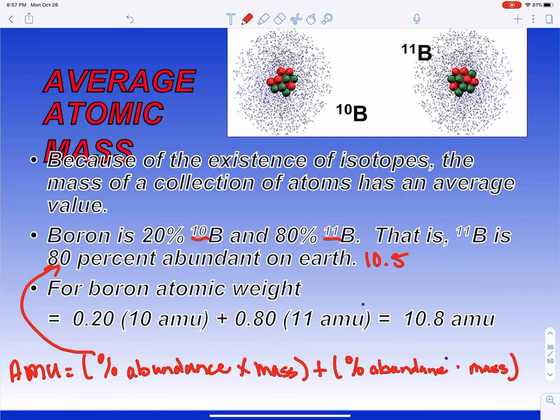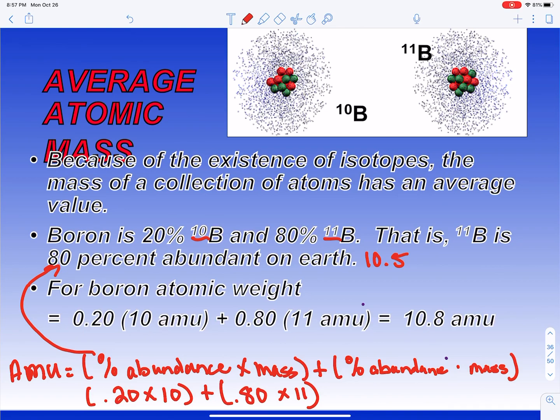So what that means is boron is 20% boron 10. So 0.20, that's 20% times 10. I changed the percent to a decimal, and to change a percent to a decimal, you just have to divide it by 100. Then I'm going to take 80%, change that to a decimal, 0.80, and multiply it by boron 11.